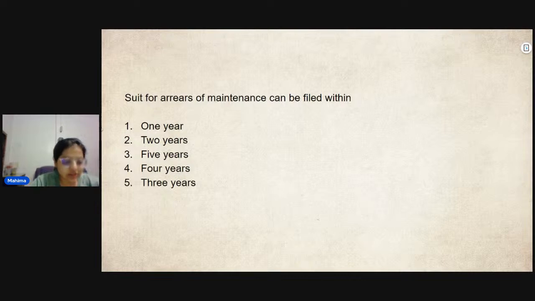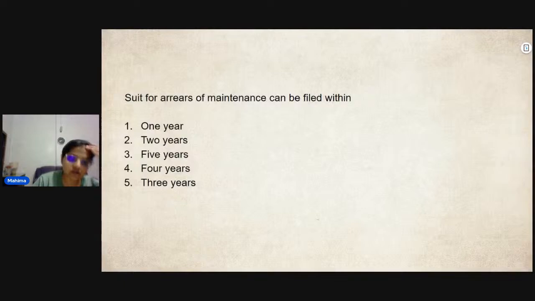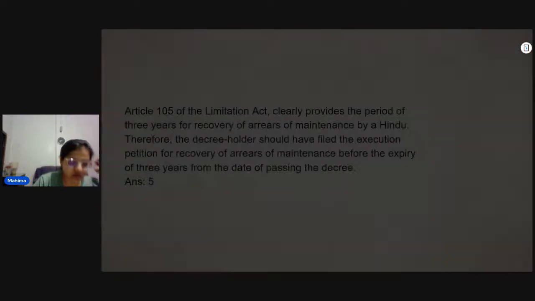Last few questions are there. कुछ ही questions बचे हैं. 3 years, कोई बोल रहा है 1 year. The correct answer is 3 years. Article 105 is the correct article here. Suits for claiming arrears of maintenance can be filed within 3 years.